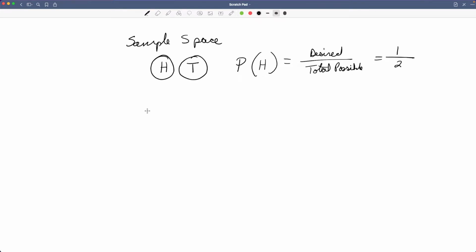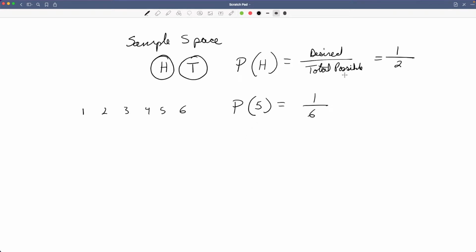If we roll a die, that's like a little 6-sided die, we have the opportunity to roll a 1, a 2, a 3, a 4, a 5, or a 6. Our probability for rolling a 5 would be 1 out of 6 possible outcomes. So the probability of rolling a 5 is 1 out of 6. You see, it's kind of simple.